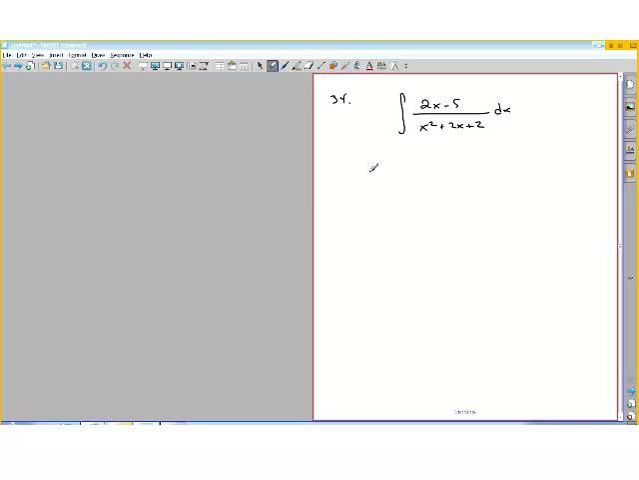So let's just think about this. If I took the entire denominator and took the derivative with respect to x of that, what is it? Well, these are all x's and constants, so it's just a normal derivative. So I get 2x plus 2. And if I look at my original equation, I've got 2x minus 5. So what I can do is say that 2x minus 5 is equal to 2x plus 2 minus 7, because 2 minus 7 is negative 5. So these are equivalent to each other.